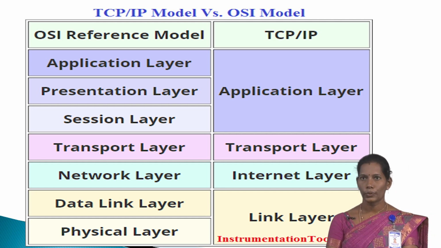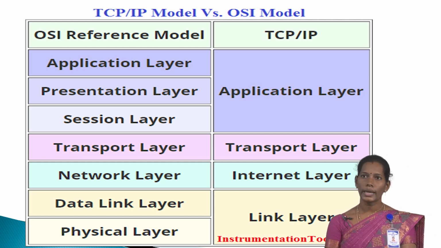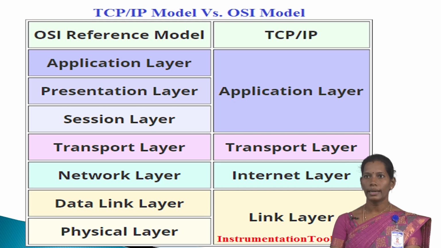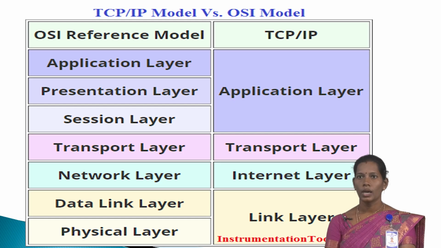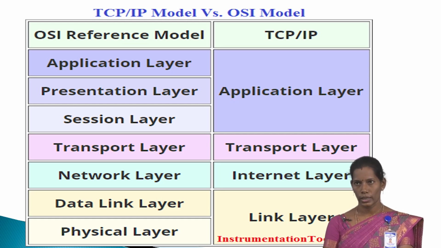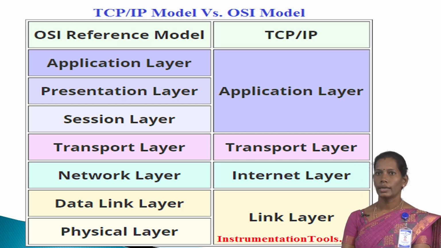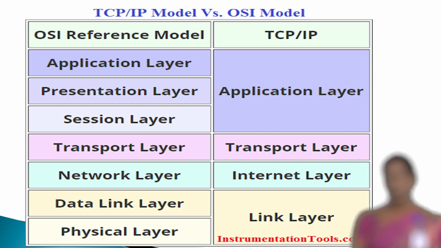Next one is the transport layer. The transport layer is responsible for the reliability, flow control and correction of data which is being sent over the network. The two protocols used in the transport layer are, first, UDP, and second, TCP. UDP means User Datagram Protocol. TCP means Transmission Control Protocol.